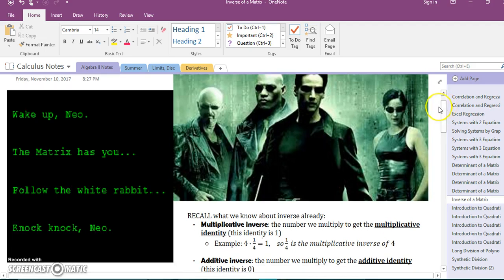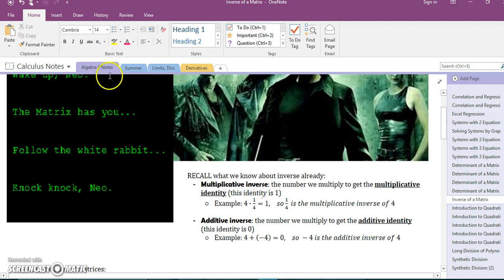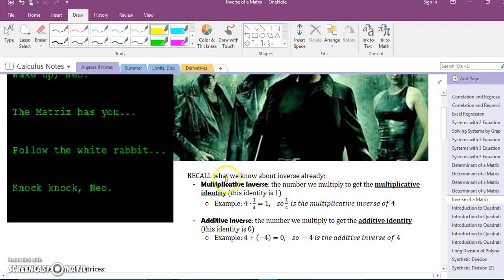So two key things for this video are inverses and identities. So I want you to write this down here as a reminder. The stuff you already know about inverses is that there is a multiplicative inverse, and with just general numbers, a multiplicative inverse is the number we multiply by to get the multiplicative identity. And the multiplicative identity is 1. So for example, if I take 4 and multiply it by its multiplicative inverse, I'll get the multiplicative identity.